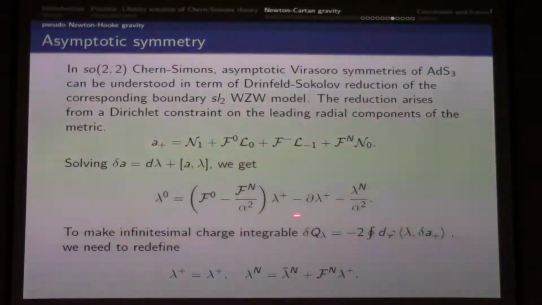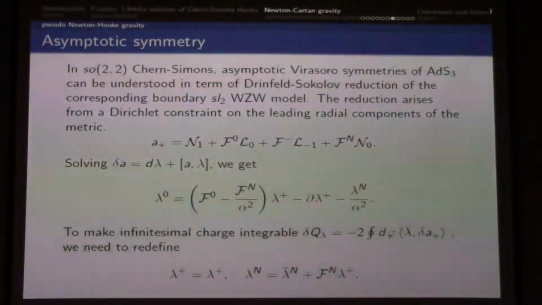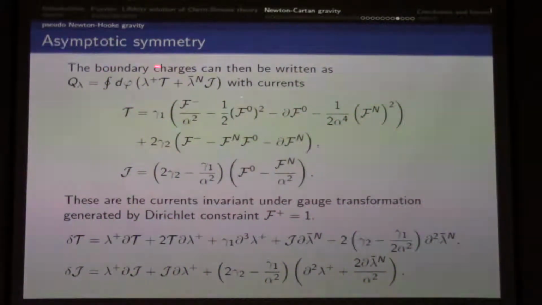But this form is unsatisfying for any finite alpha because the infinitesimal charges are not integrable. So what we did is, we do some algebra and you find that after this redefinition, the generators will be integrable. I think I forgot a bar here. And then you will find the boundary charges in this form will be integrable, and these integrable currents are of this form, and they will be invariant under the gauge transformation generated by the Dirichlet boundary condition.